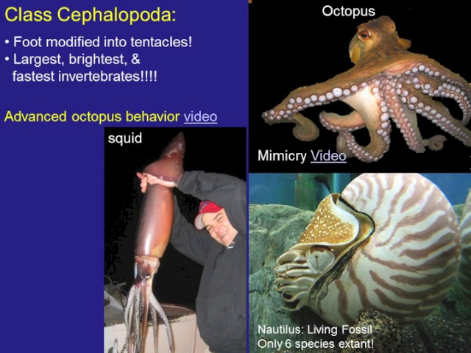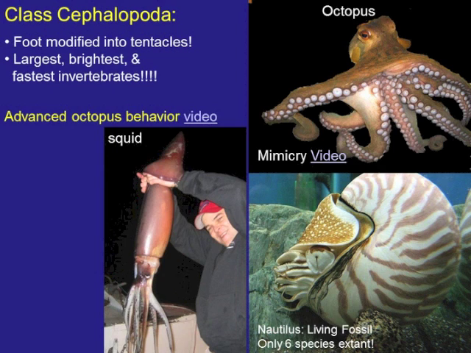Now looking at class Cephalopoda, which means head, foot in Latin, we can see an octopus in the top right corner, and those tentacles of his, all 8 of them, are from a foot that has been modified into tentacles. These are the largest, brightest, and fastest of invertebrates. In the bottom left picture we see a Humboldt squid, commonly known in Mexico as the red devil, or Diablo Rojos. They can move upwards of 3 or 4 meters per second, and they move by jet propulsion.